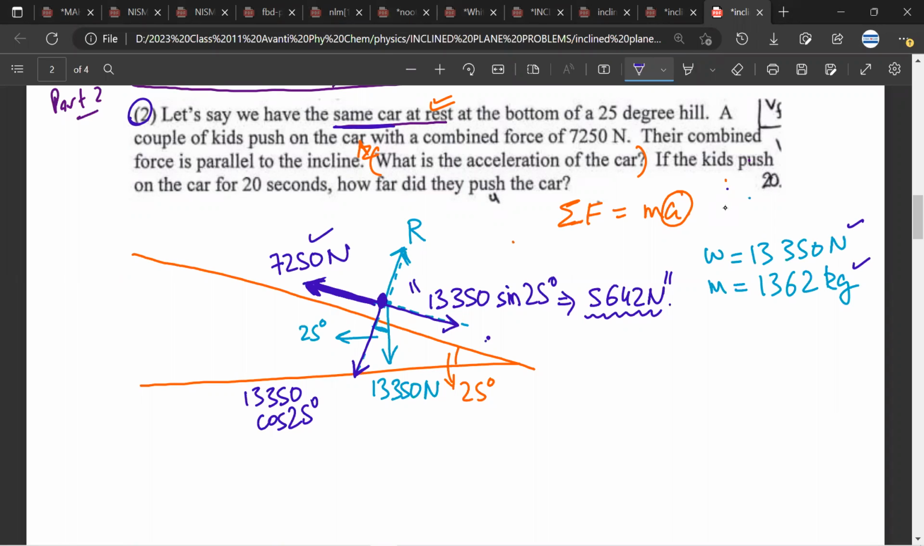The car is at the bottom. Yes, sir. It would be somewhere here, but otherwise the diagram would get very messed up. That is why I've chosen a point a bit above.